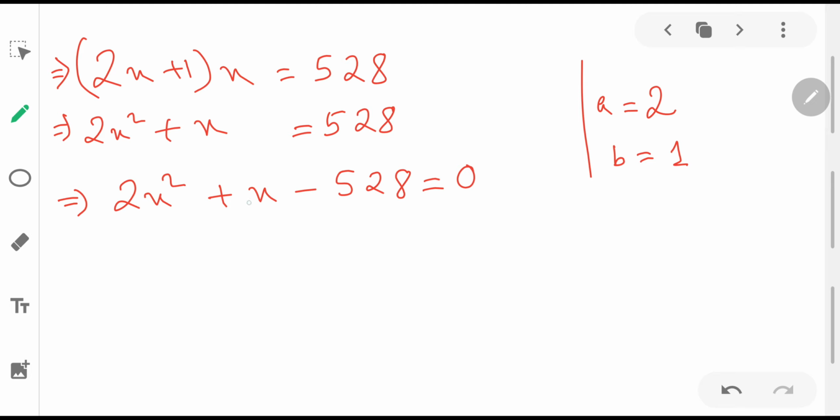B is 1. B is the coefficient of x. And what is c here? C is minus 528. So, this is our answer.